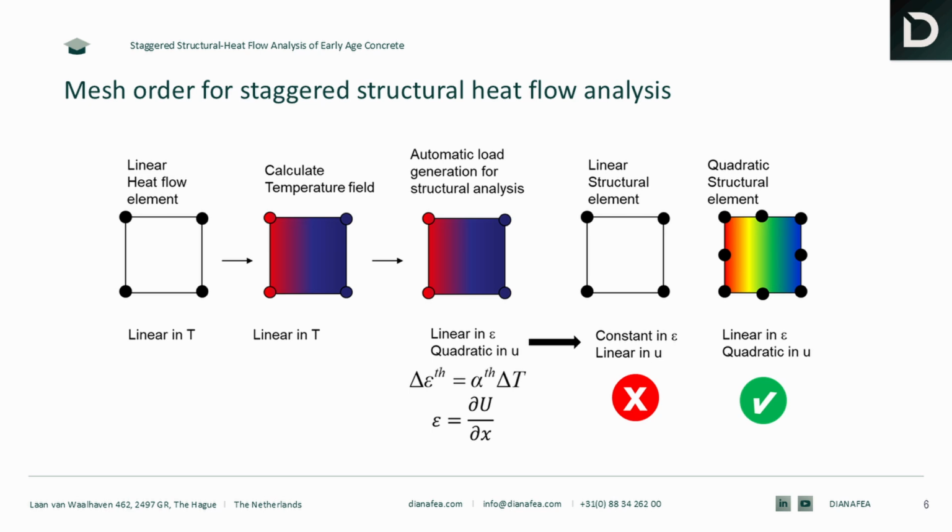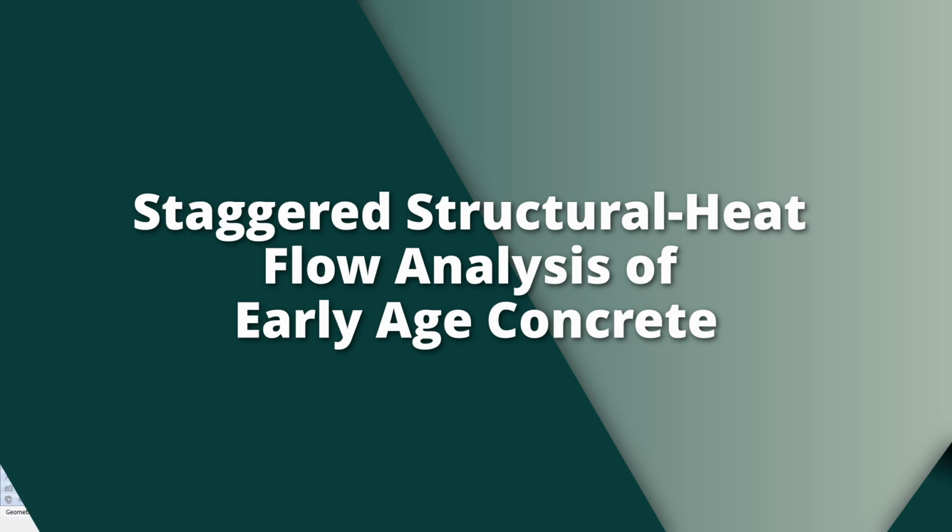And this automatically generated load is linear in strain, quadratic in displacement. So if you use a linear structural element, which is constant in strain and linear in U, there would be a discrepancy between the generated load and the structural element. So you need to use a quadratic structural element, which is linear in strain and quadratic in displacement, so that the automatic load generation can be used to assign the load on this structural element. Without further ado, let's start the demo.